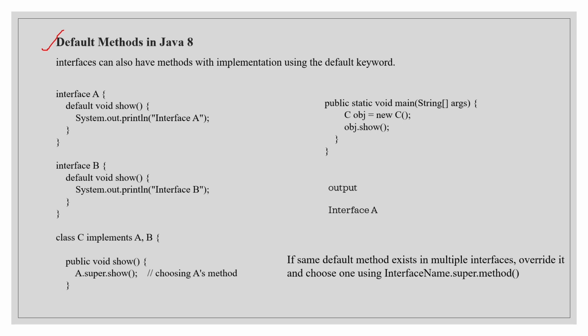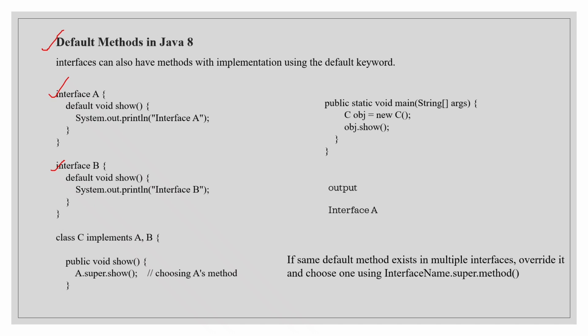Now let's understand this with an example here. Suppose we have interface A with a method called show and its implementation. And we have interface B with the same method name show with its own implementation. Both interfaces contain the same method name with their own implementation. Now imagine a child class implements both interface A and interface B here.